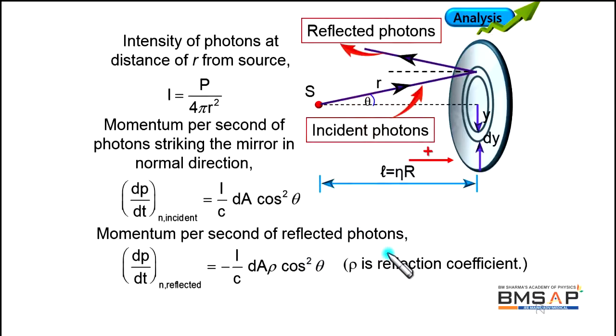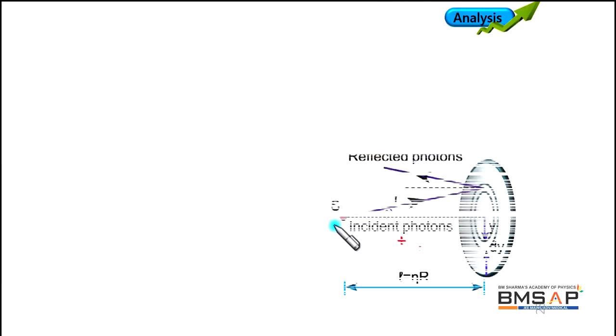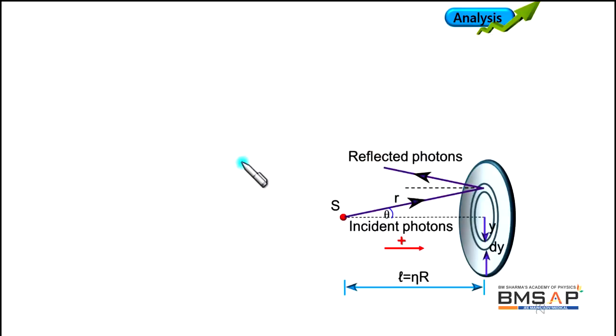Now we can find the change in linear momentum per second, or you can say change in momentum per second. That should be equal to final momentum minus initial momentum. Final value is this, initial value is this. That means we need to subtract this to get the change of the momentum of the photons per second. So this is the diagram, and this is the intensity formula which we have calculated.